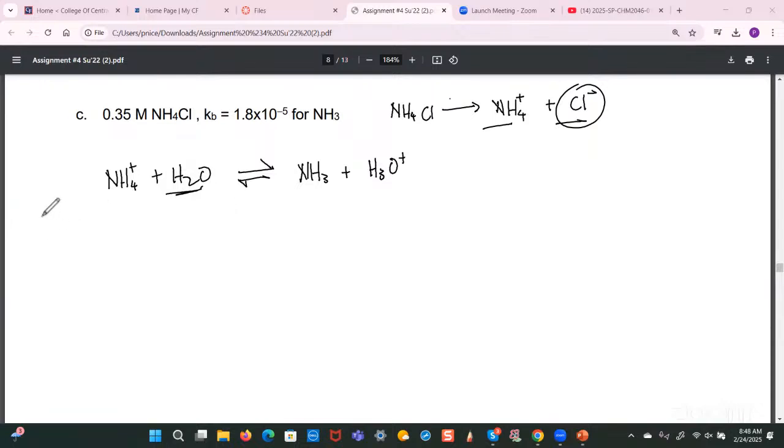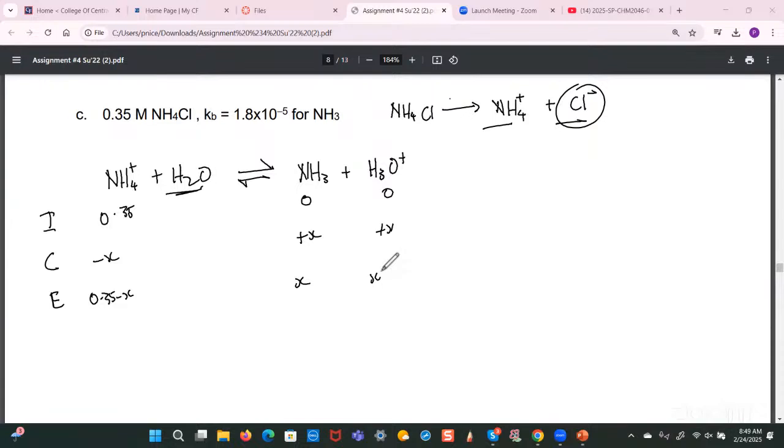Okay, so now we can set up our ICE table. Initially, the concentration of ammonium would be 0.35, and the initial concentration of ammonia and H3O plus would be 0. Then the change would be minus X here, plus X here, plus X here. So at equilibrium, you're going to have 0.35 minus X here, X here, and X here.